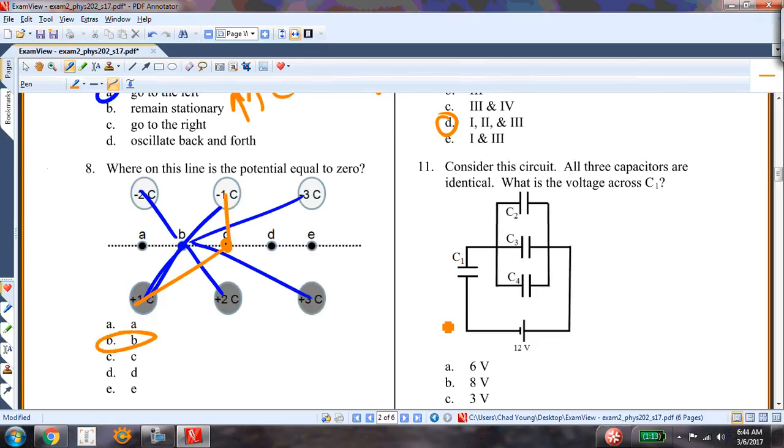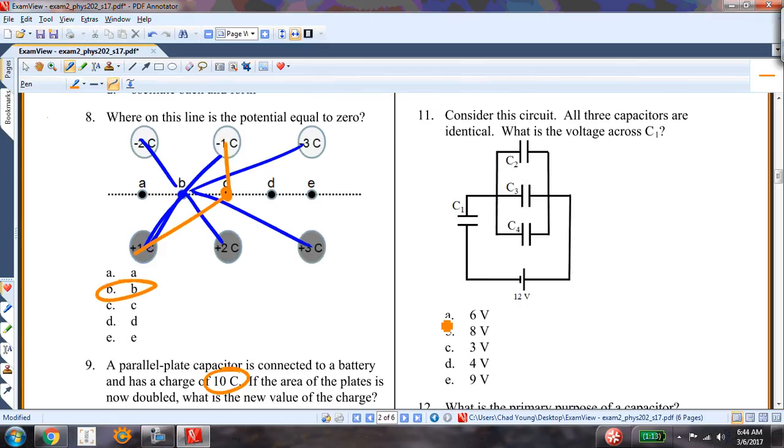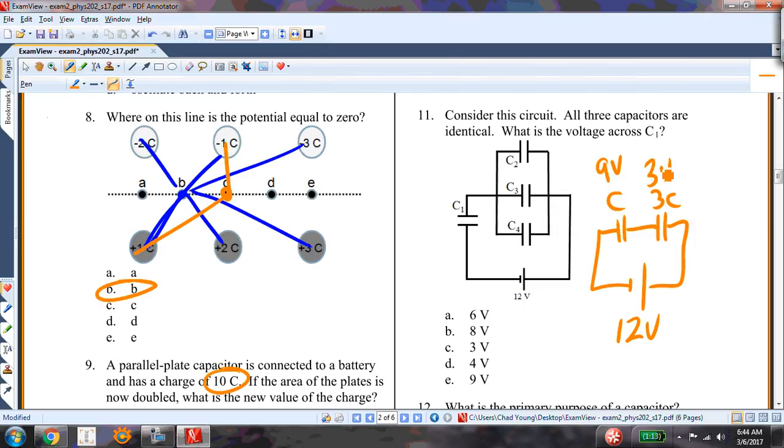In the circuit, all 3 capacitors are identical. What is the voltage across C1? Well, look, I've got a C and a 3C here. I have 12 volts. I know that these voltages have to add up to 12, and that this one will have 3 times the voltage of this one, so that's going to be 9 volts and 3 volts.